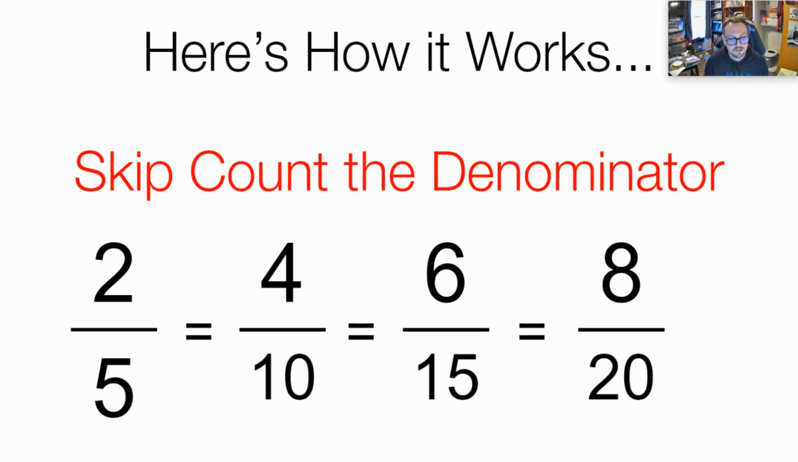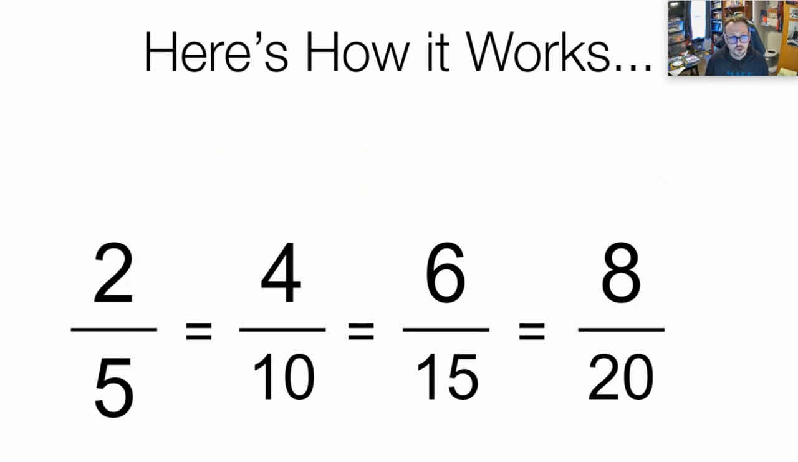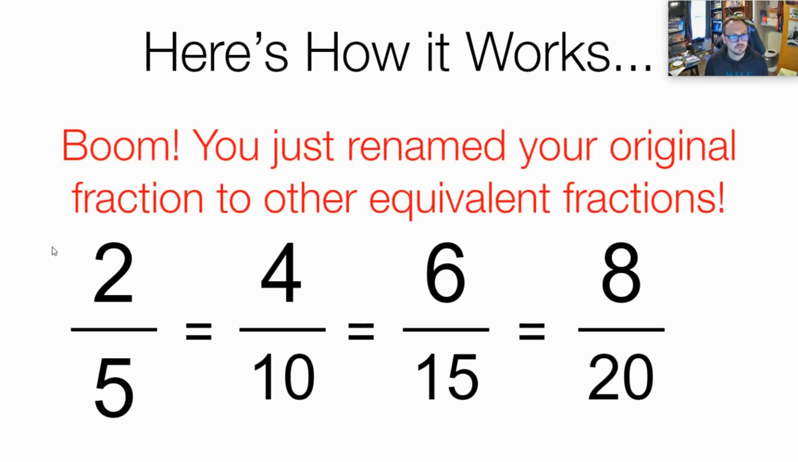And now we can see that 2/5 is equivalent to 4/10. 2/5 is equivalent to 6/15. 8/20 is equivalent to 2/5, and they're all equivalent to each other. 4/10 is equivalent to 8/20. 6/15 is equivalent to 4/10. They're all representing the same amount. So, boom, we just renamed the original fraction, 2/5. We renamed it to all these other equivalent fractions just by skip counting.